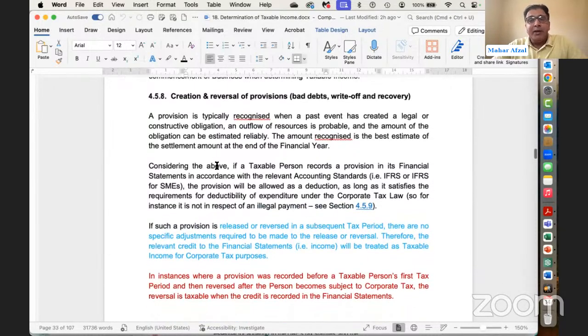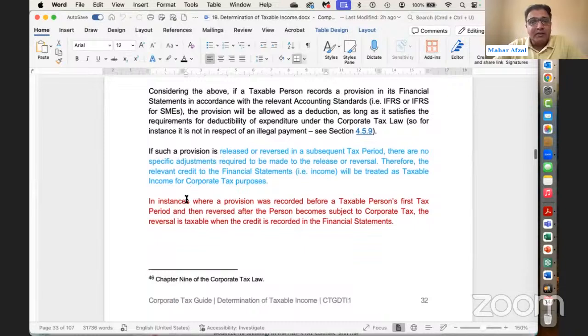Reversal of bad debts provision: if you have created the provision, this is allowed for bad debts, and when it is written off, this will be allowed. And if you are reversing the provision, at the time the provision is reversed, it will be subject to tax. This line is important. If you already created the provision before the implementation of corporate tax, before entering the tax era, and now you are reversing the provision after entering the tax era, that provision will be subject to tax as well.